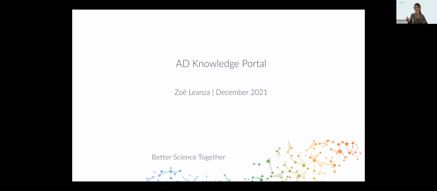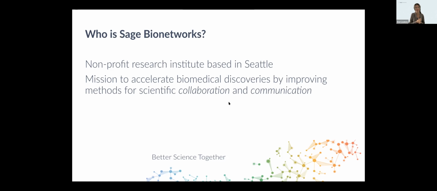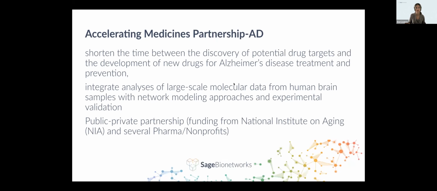Great. So my name is Zoe, and I'm a communications manager at Sage Bionetworks in Seattle, Washington. Sage is a nonprofit research institution based in Seattle with the mission to accelerate biomedical discoveries by improving methods for scientific collaboration and communication. Specifically, I work to facilitate the sharing of open access data and analytical tools in Alzheimer's disease research.